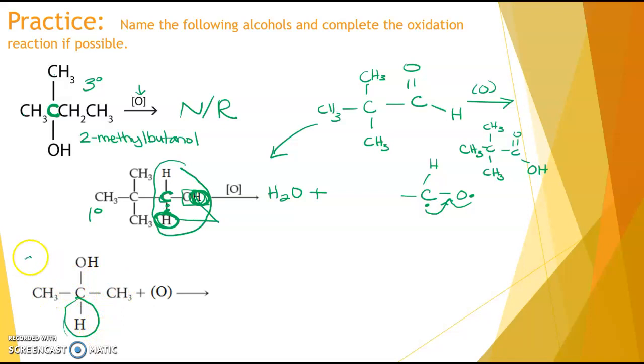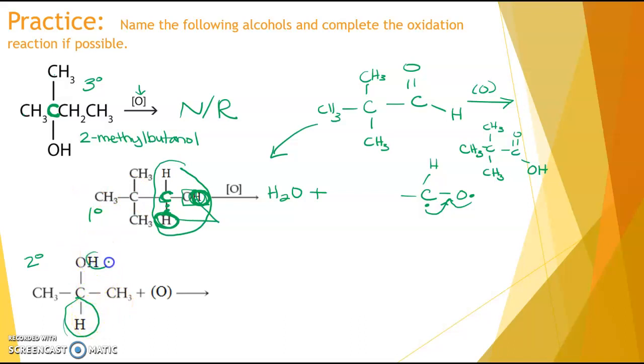You can see here this is a secondary. It would be named, let's see, 1, 2, 3, so 2-propanol. I forgot to name this one up here. It would be 1, 2, 3, so 2,2-dimethyl-1-propanol. Sometimes we leave off the 1. All right, sorry. Moving down here.